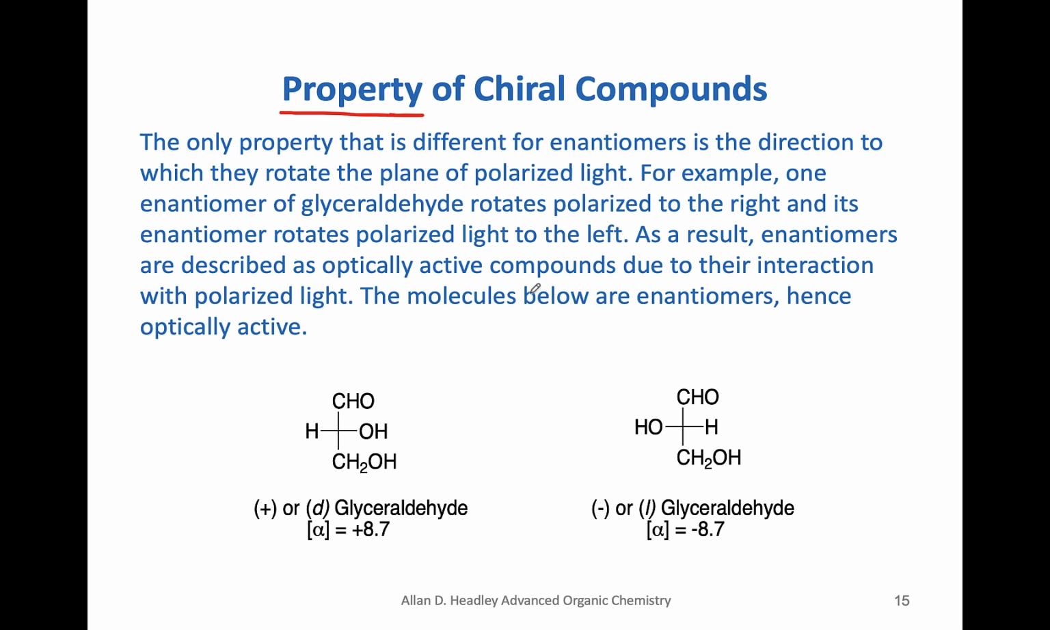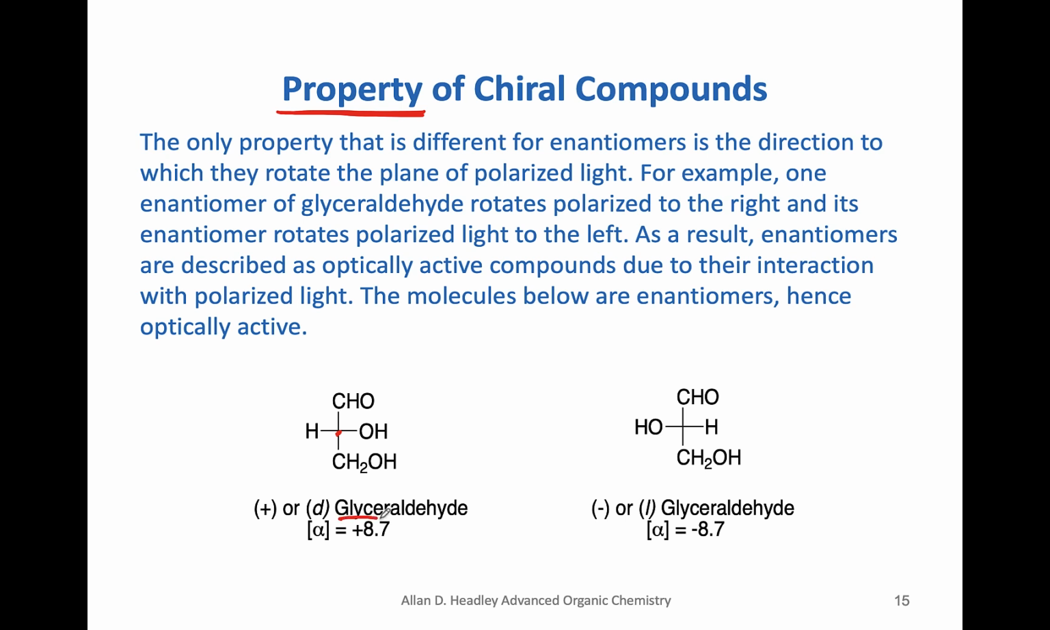For enantiomers, the only difference between the properties of enantiomers is the direction in which they rotate polarized light. You will recall from your organic course, polarized light is light in which all the vibrations are filtered out, so it's coming in one direction. And if the molecule is chiral, it rotates it either to the right or to the left. Its enantiomer would rotate it in the opposite direction.